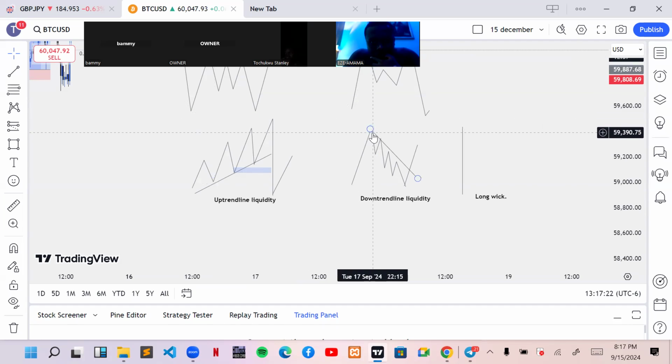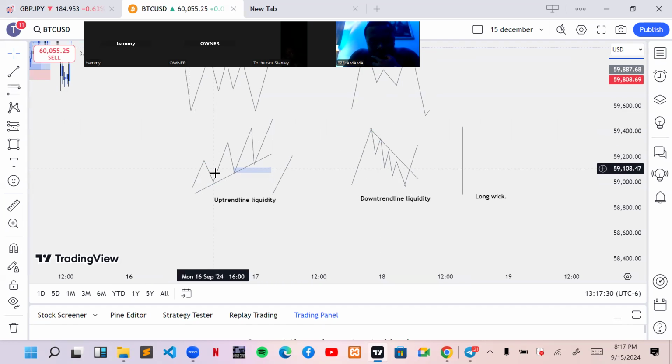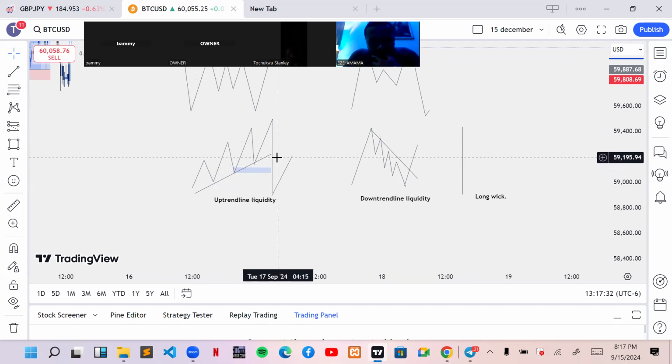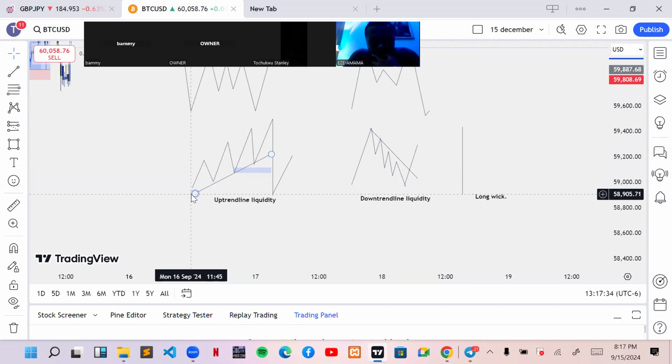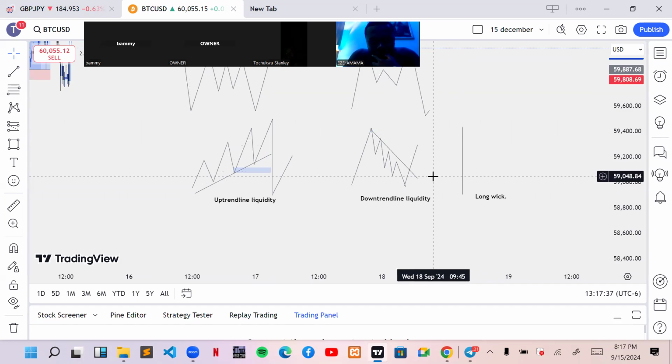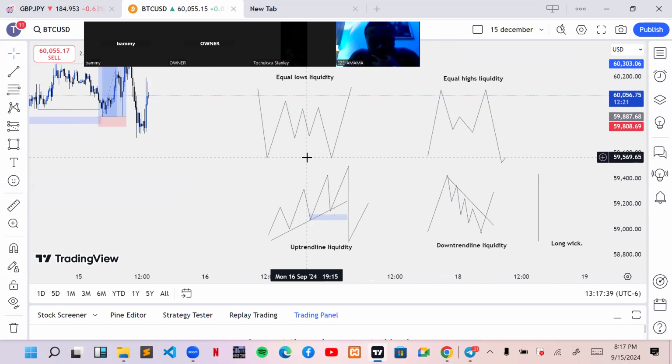Because when market makes lower highs and lower lows, there's money, liquidity, being left on the top of this zone. Same as market making a series of higher highs and higher lows, there's money being left under here. This is liquidity: trend line liquidity for the uptrend, trend line liquidity for the downtrend.